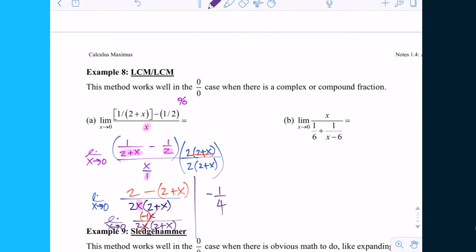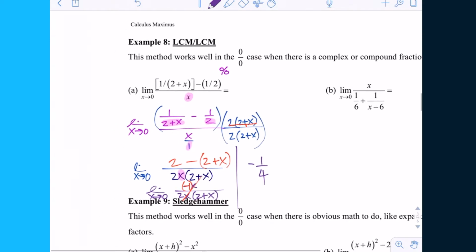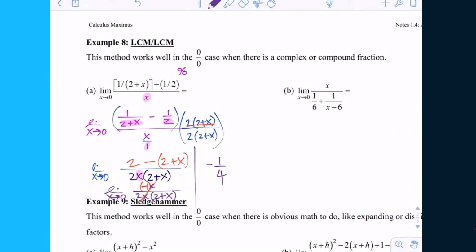LCM over LCM. The names aren't that important. It's kind of fun to have a name, but you're just eliminating the complex fraction. That's the obvious math that you're going to do when you see a complex fraction.